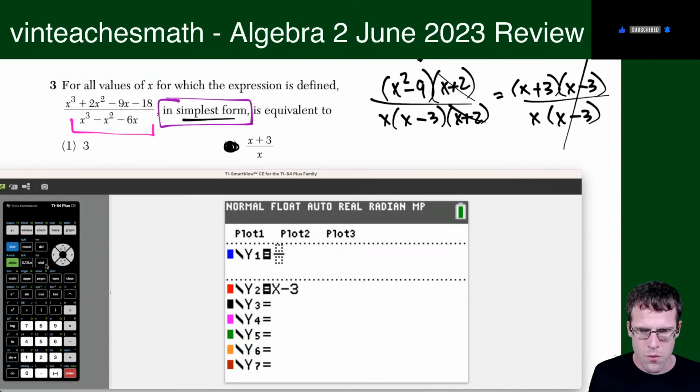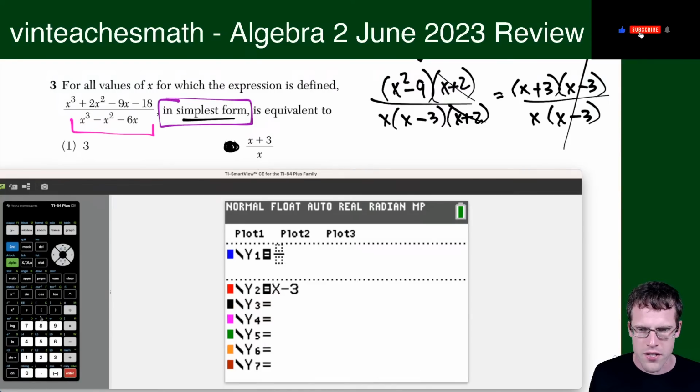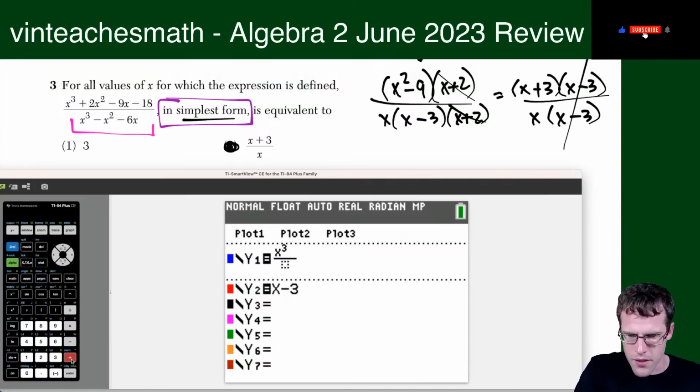Press alpha y equals enter. I'll do that again. Alpha y equals enter to make a fraction. And you just type in, don't press second, press x to the third. And now we've got plus 2x squared. So what are we up to? All right, plus 2x squared.